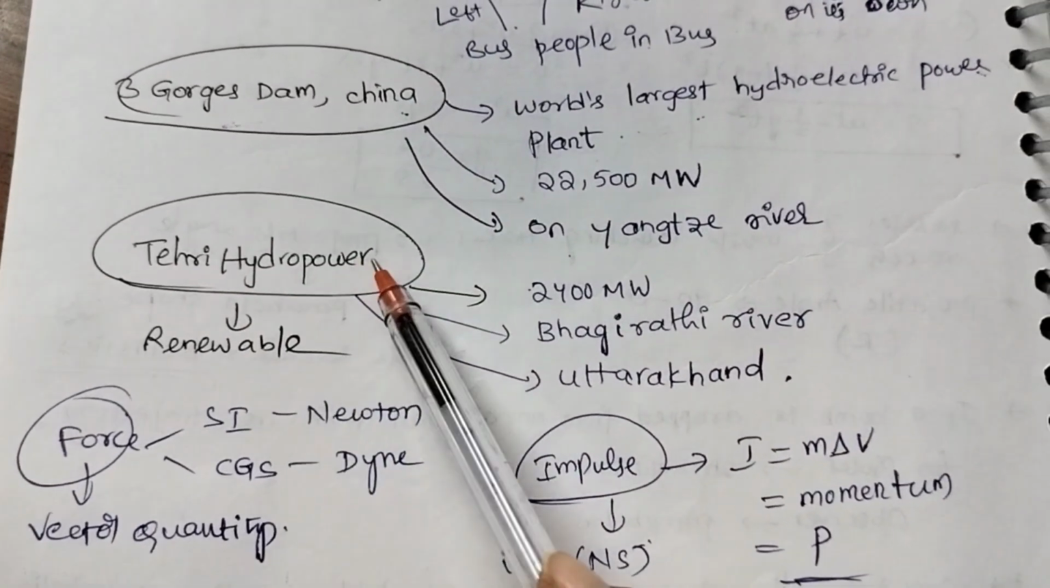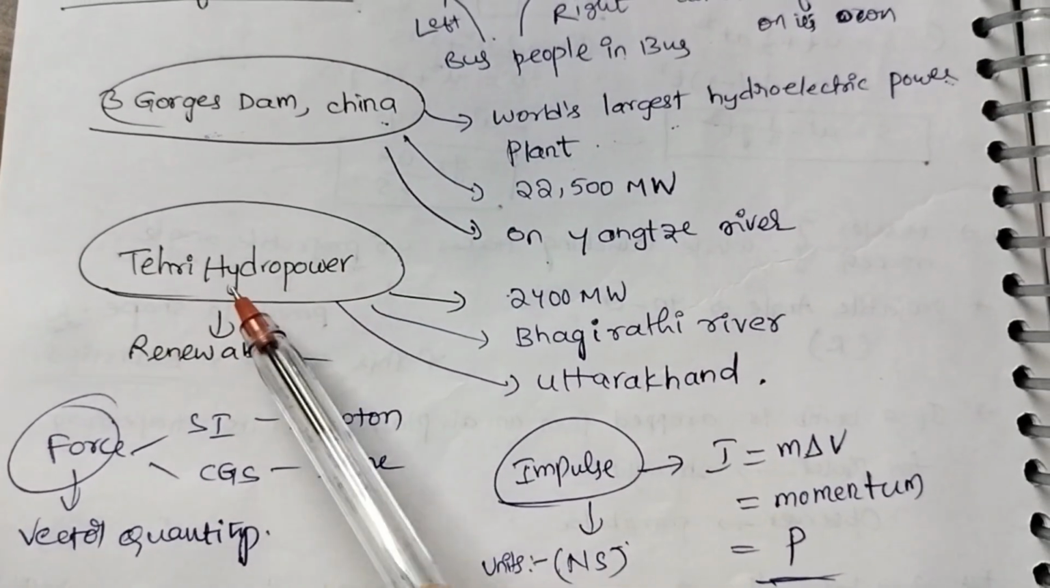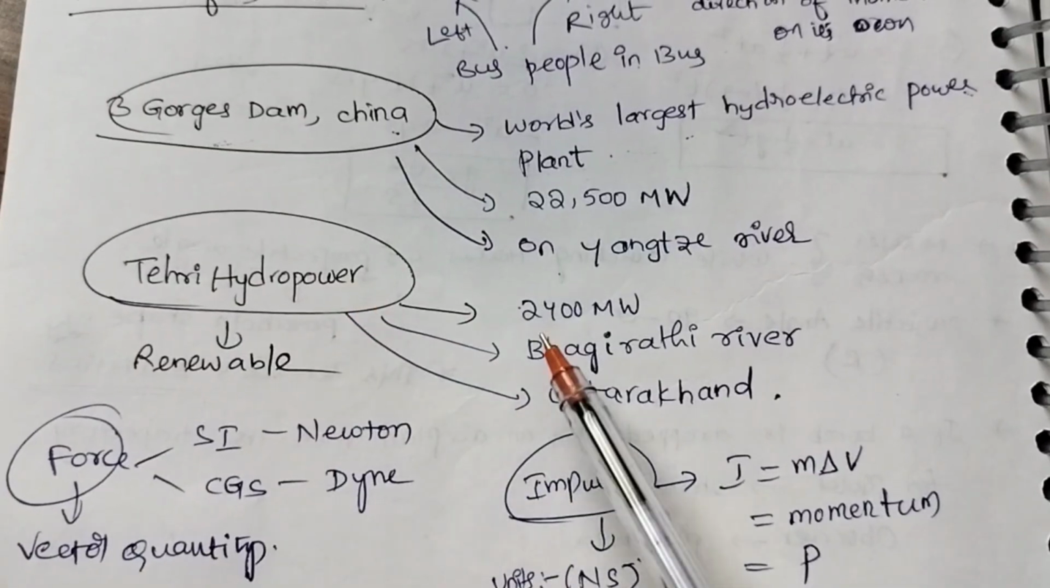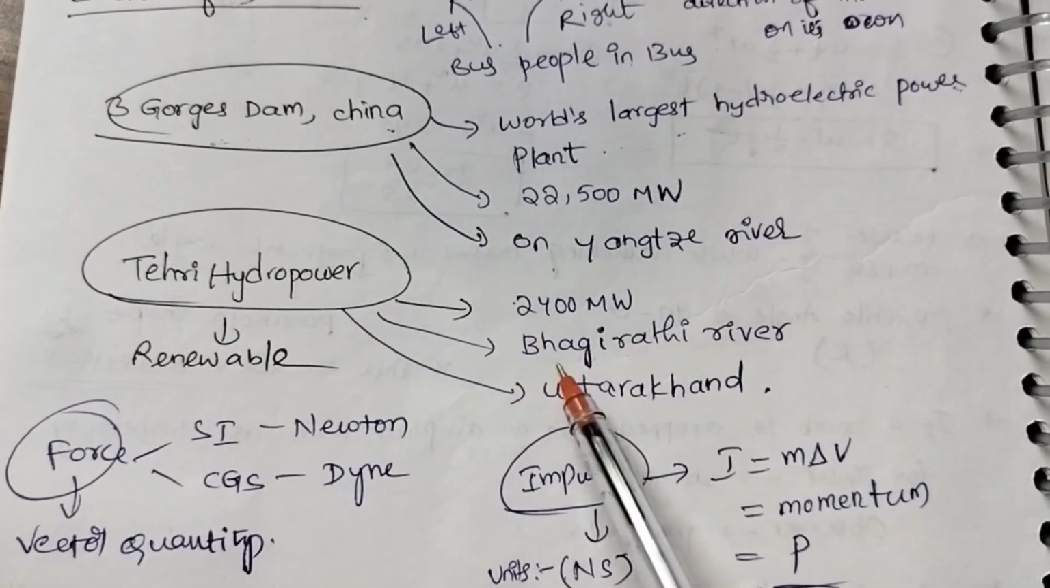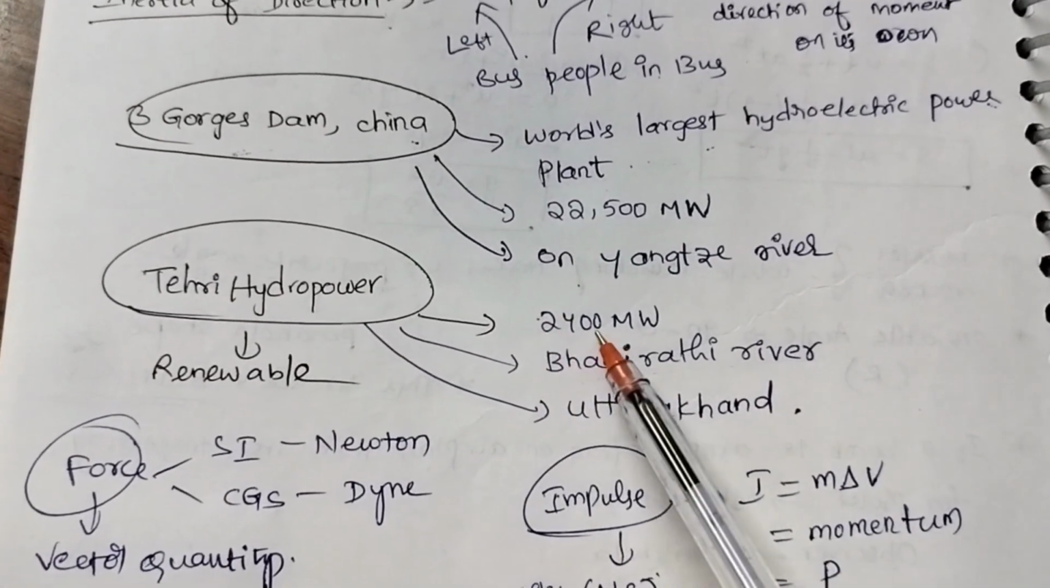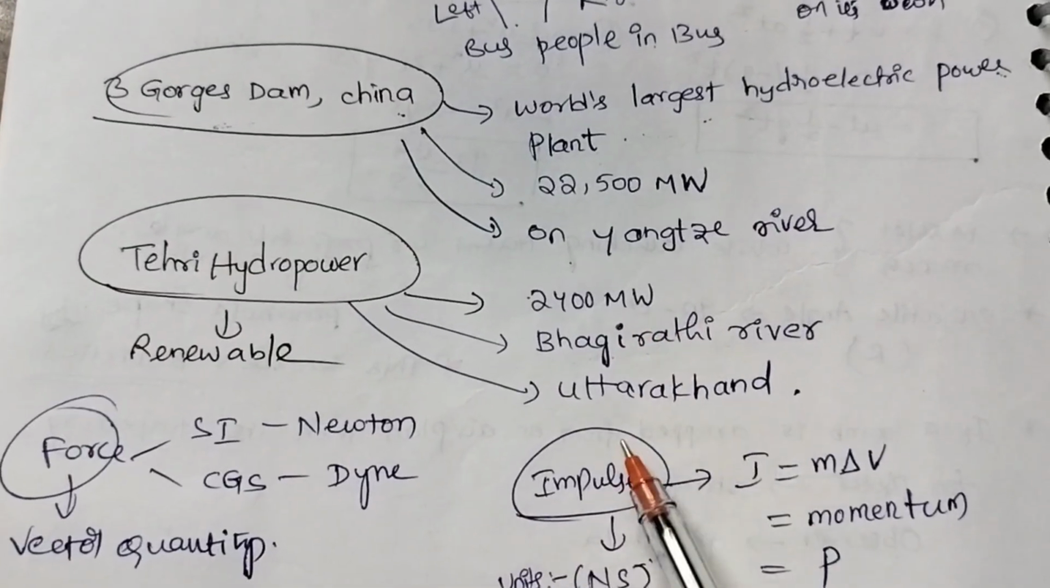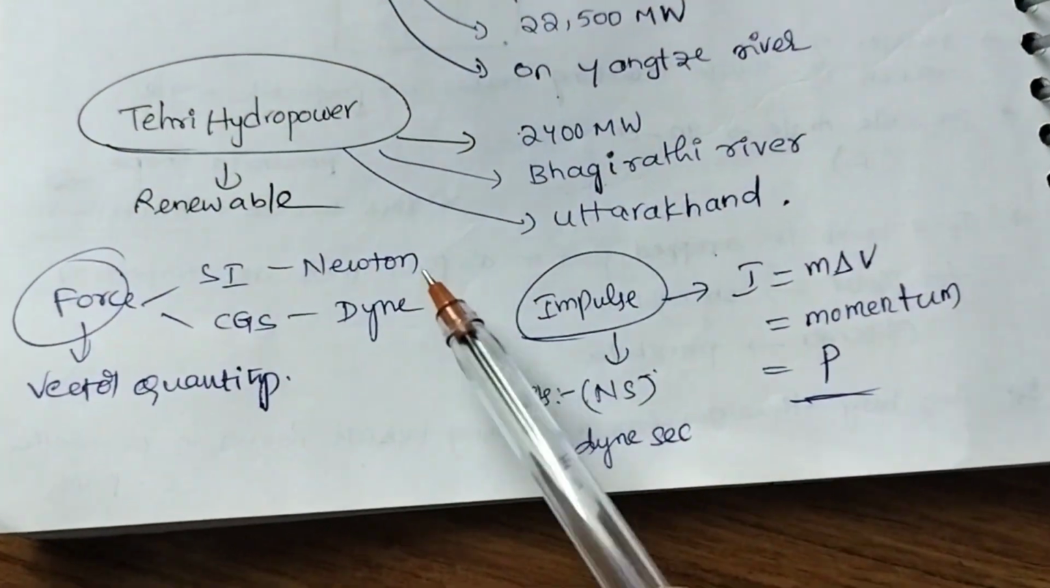When it comes to the Tehri Hydel Power Plant, it is a renewable hydro power plant. It is on the Bhagirathi River. Its capacity is 2,400 megawatts. It is in Uttarakhand.